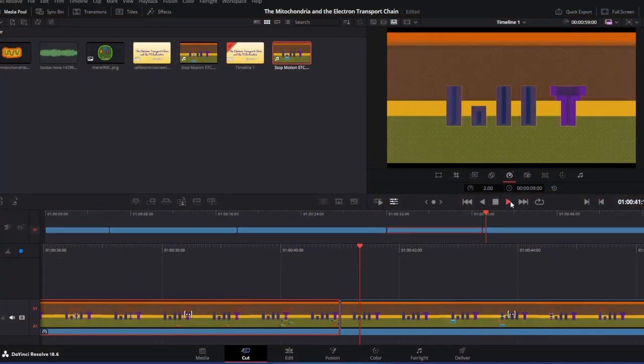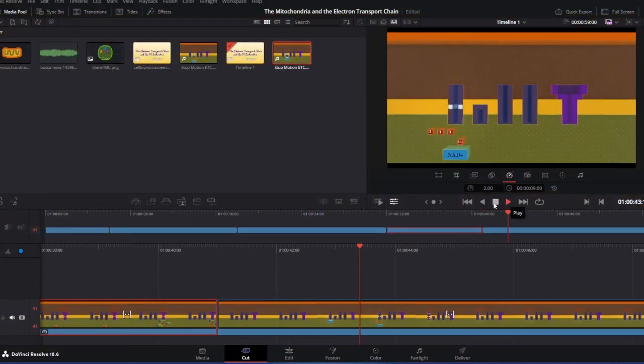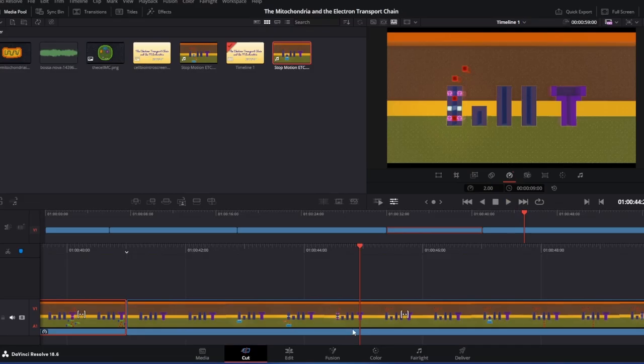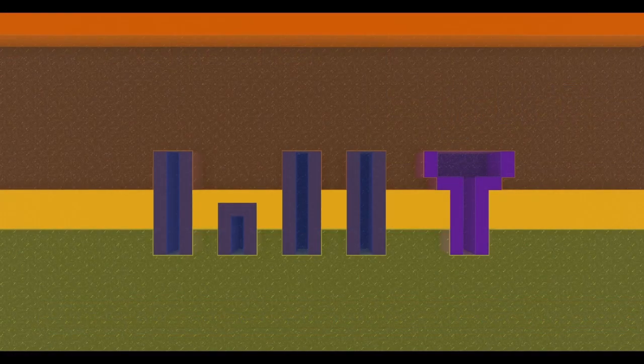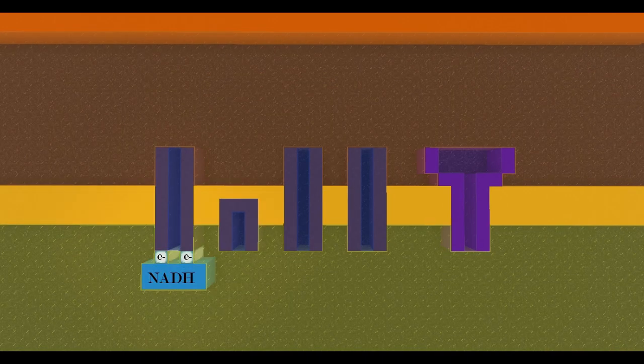Now, that graphic showed a lot of information in quite a short amount of time, so let me slow it down and walk you through it step by step. First, NADH makes its way to the first part of the electron transport chain. It supplies the electrons in order to facilitate active transport and move hydrogen into the membrane.